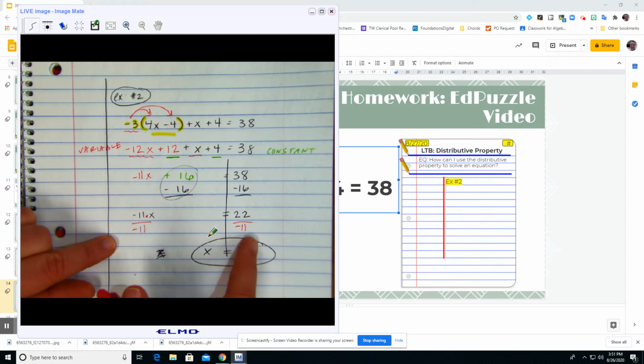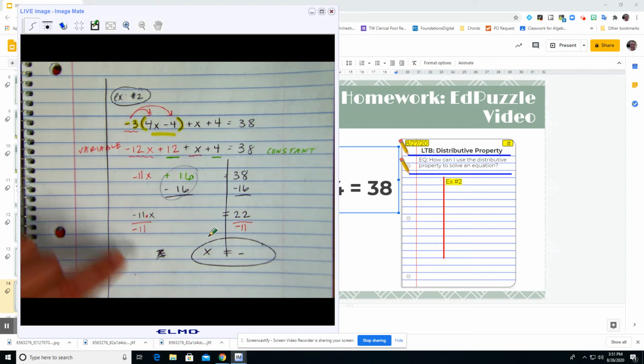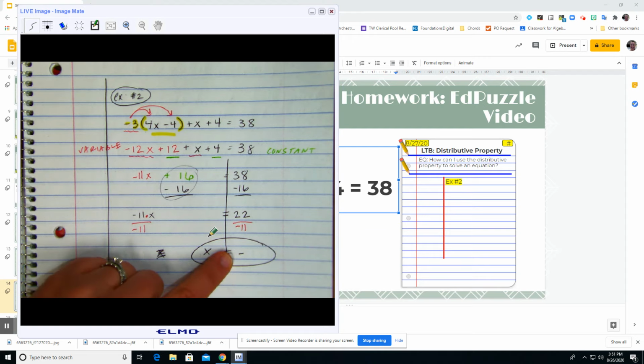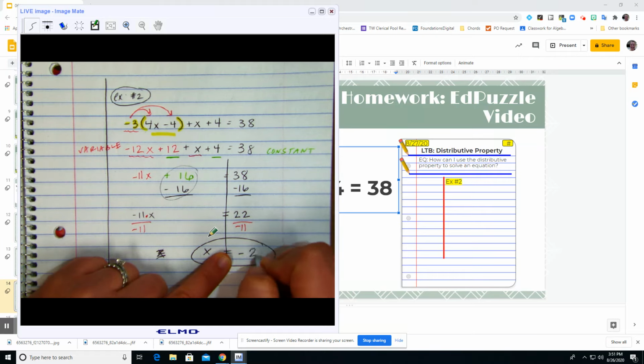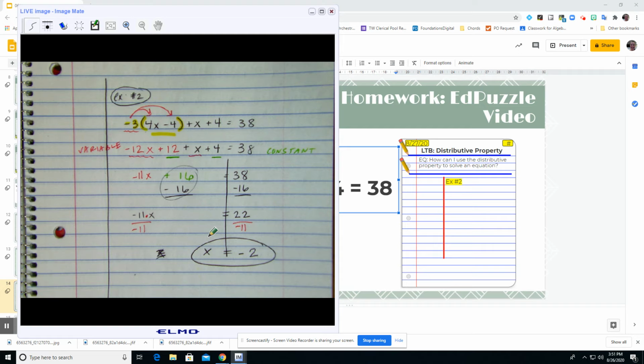So now, let's go back to our final answer. We have 22 divided by negative 11. A positive divided by a negative is a negative answer. And this time, I can actually do that division. 22 divided by 11 is negative 2. So don't leave it as a fraction if it divides evenly.